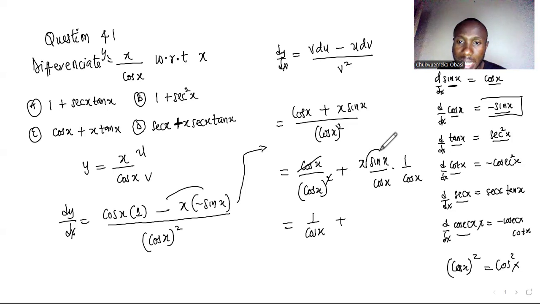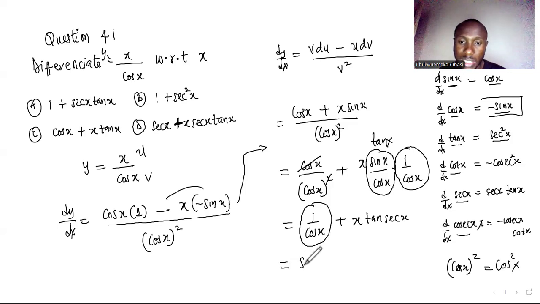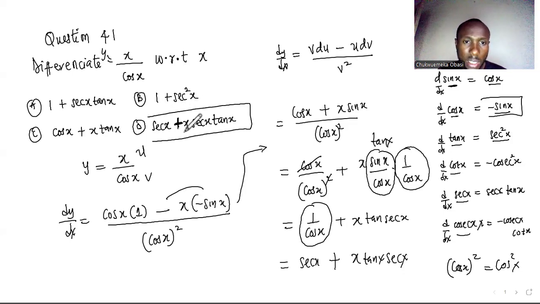Then we know sine x upon cos x is the same as tan x. You should know that sine x over cos x is the same as tan x, so that's going to be x tan x. And you already know that 1 over cos x, from what I discussed earlier, is the same thing as sec x. So putting this together, we have sec x plus x tan x sec x. Which of the options matches the answer we got? We got sec x plus x sec x tan x, which is the same as x tan x sec x. So that is our final answer, option D.